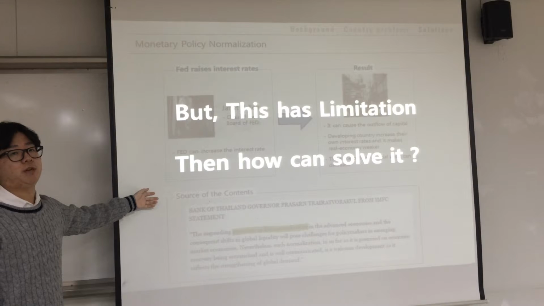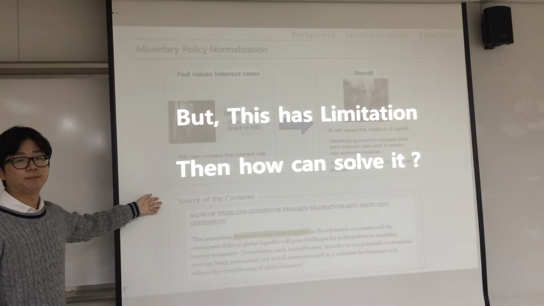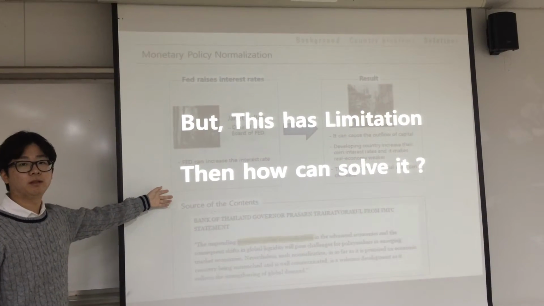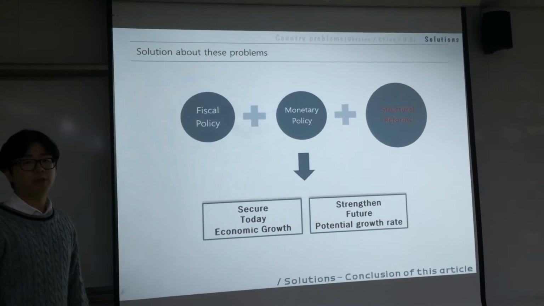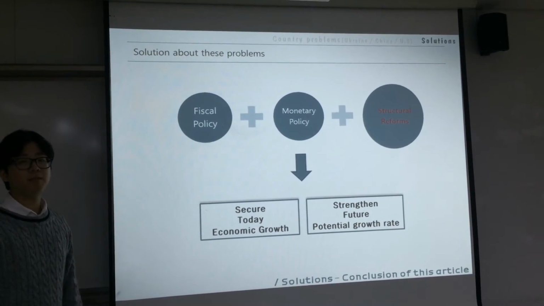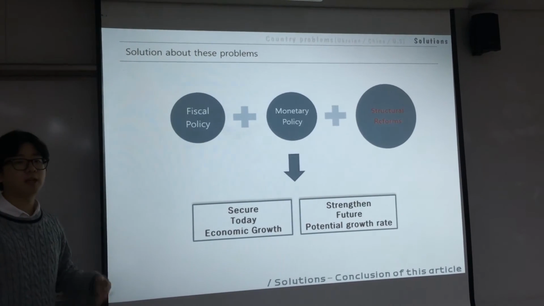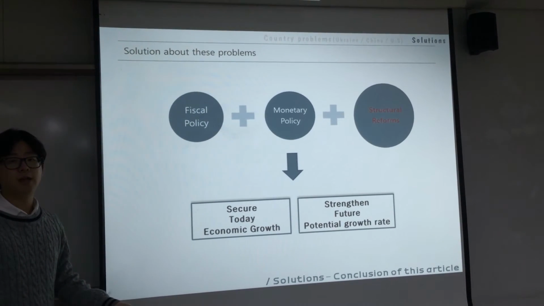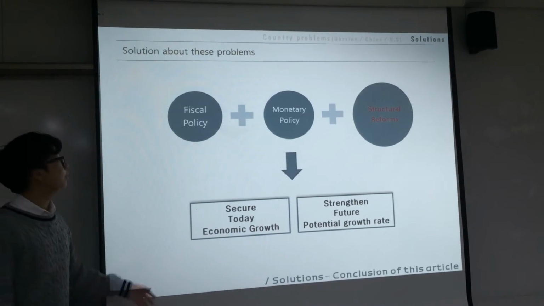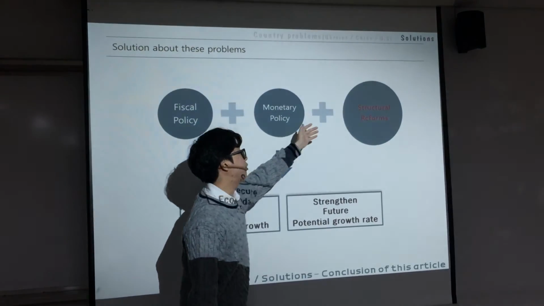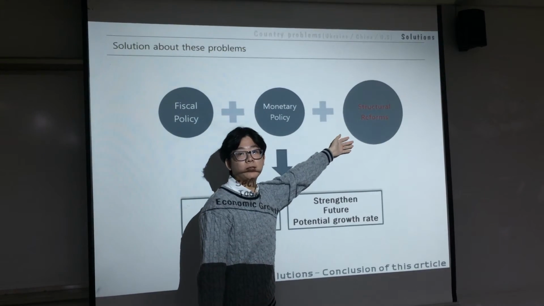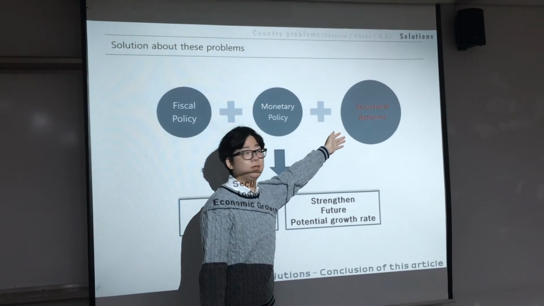These 2 solutions, which I mentioned before, both have problems. Then how can we solve it? In fact, there are no perfect solutions for economic problems, but many economists and politicians gathered at this IMF World Bank General Meeting and concluded on solutions. They are 3 things: fiscal policy, monetary policy, and structural reforms. The main point is structural reforms.